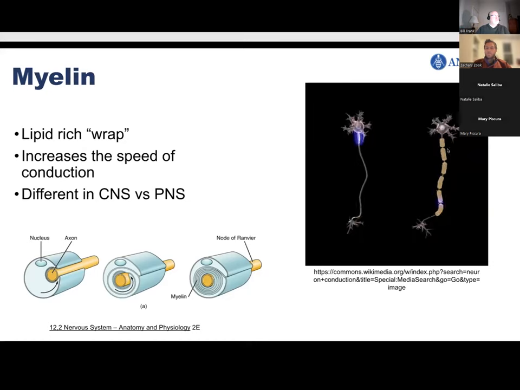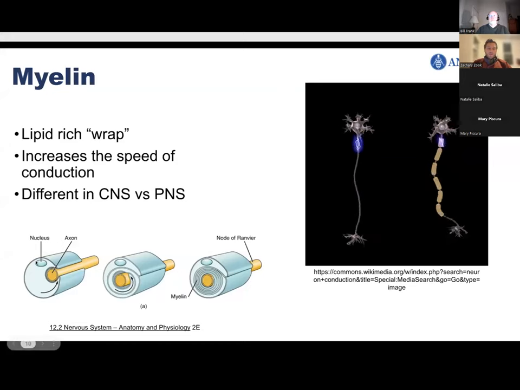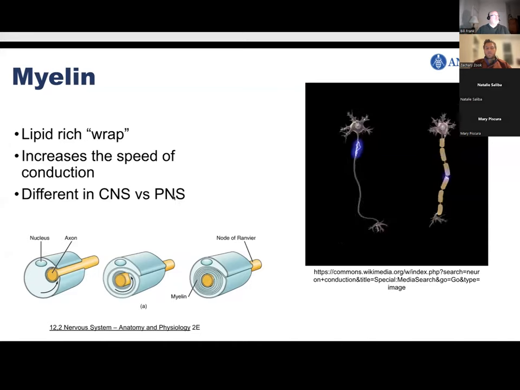And so, like I said, the myelin is a lipid-rich wrap, and it increases the speed of conduction. And how this myelin wrap forms is you have a glial cell, or kind of like a helper cell, and they're different in the central nervous system versus the peripheral nervous system. And essentially, it just wraps itself around and around until you get this tight lipid-rich wrap around the axon, and that insulates the axon so that the electrical signal can jump from node to node. So here you have a node of Ranvier, then you have a myelin wrap, and then we would have another node of Ranvier here.